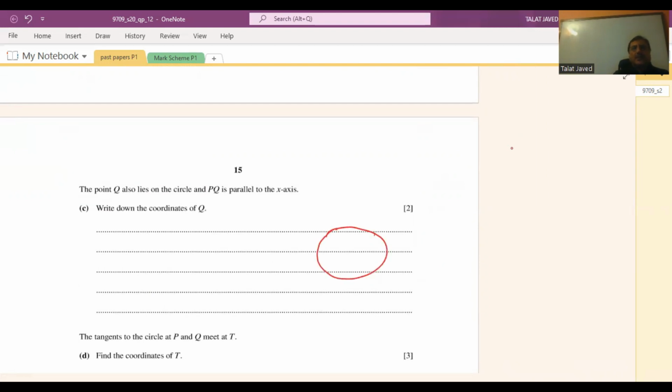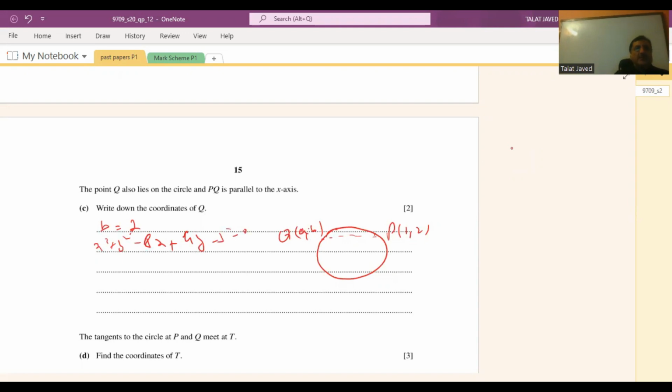Find the coordinates of point Q on the circle. Point P's coordinates are (1, 2), and the second point Q is parallel to the x-axis, so all y coordinates will be the same. So how do we find x? We put this value of y in the circle equation: x square plus y square minus 8x plus 4y minus 5 equal to 0.